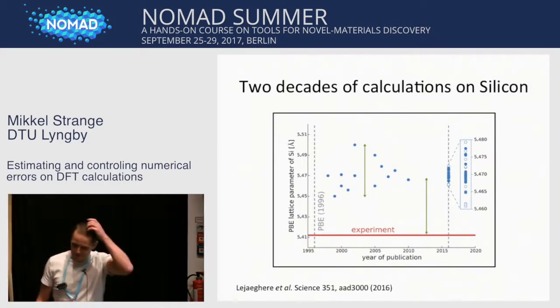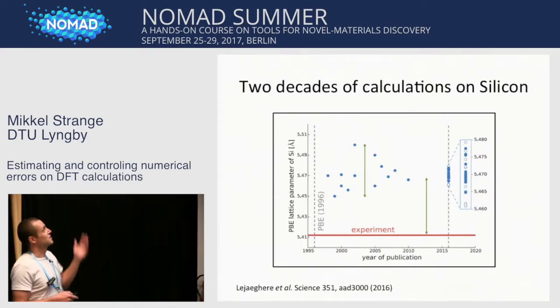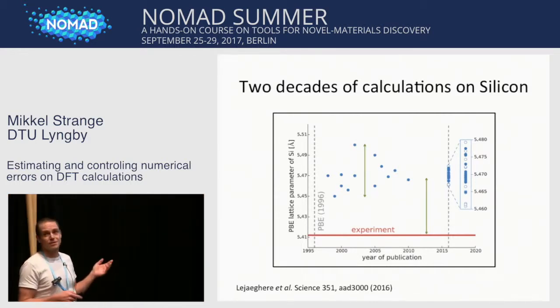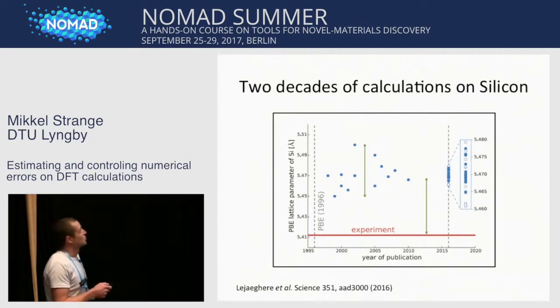Let's start out with some history. What you see here is essentially the history of calculations on a very simple material, silicon. You see the lattice parameter as a function of time. History starts when PBE was born, 1996, and we end up here at present day. The lattice constant as a function of time shows some scattering, with different values. When you look at 2016, certainly there are a lot of points here.